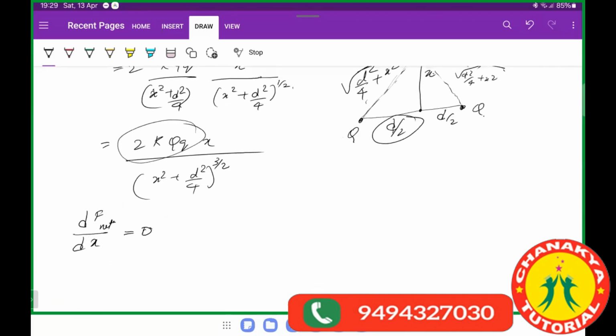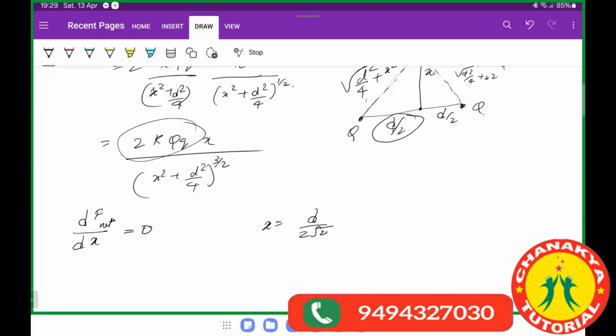Okay. So if you differentiate and equate to 0, we'll get x equals 2 root 2. How do you differentiate here? Use the product rule. Take this as a, use this like a dot x square plus d square by 4 into minus 3 by 2. Then differentiate, you'll get the answer.